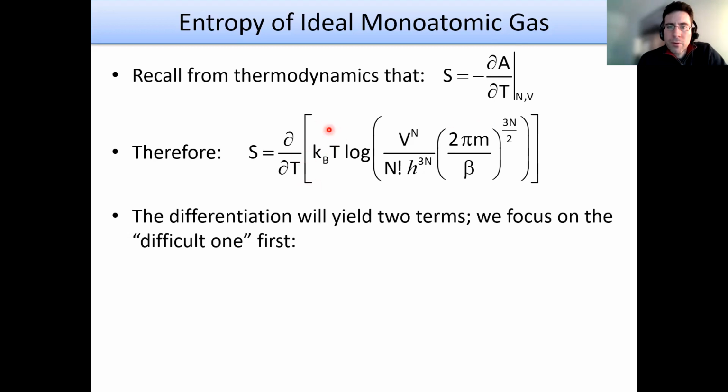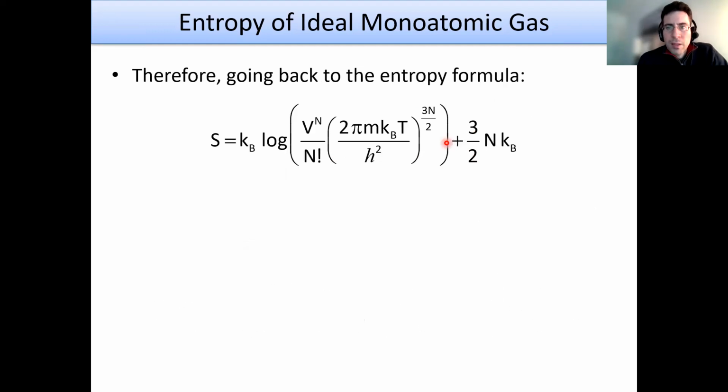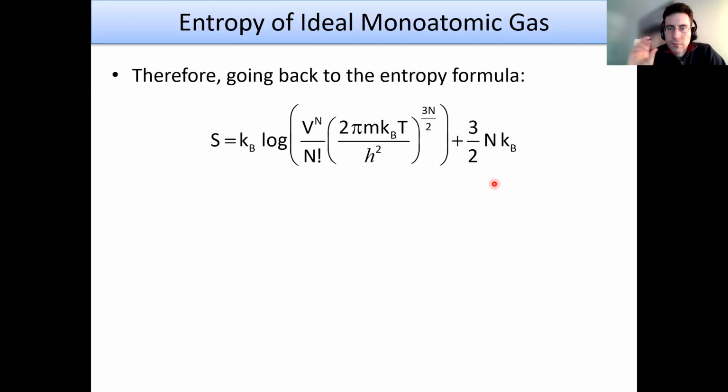Just remember, right? You can break the differentiation into a term that appears from here. This is a product of terms, and another term that appears from here. So I'm just doing the math for you. And in the end, you're going to end up with this. Let's pause for a moment here. So here is an intermediate formula for the entropy, which is actually exact.